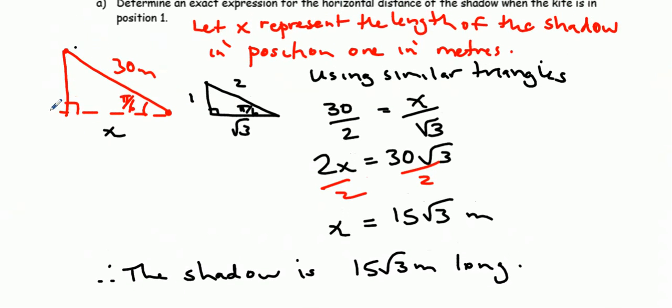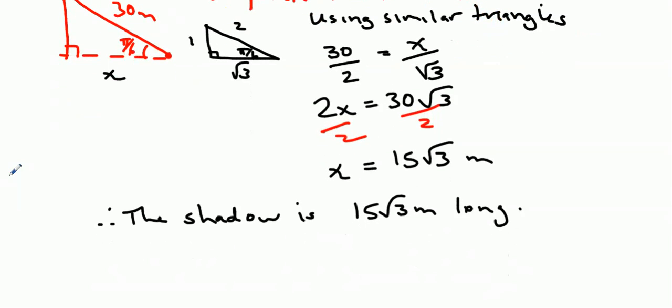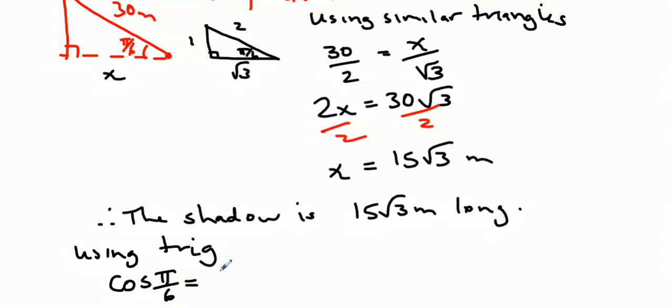The other way that we could do this, if we just refer back to the original diagram that I drew here, you could just stick your finger on the angle and use trigonometry. So, using trig, stick your finger on here. We're trying to find x. We have this side. We're going to use the cosine ratio. So cos of the angle, pi by 6, is adjacent over hypotenuse, x over 30.